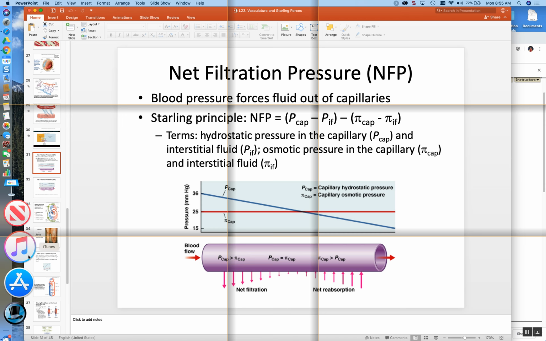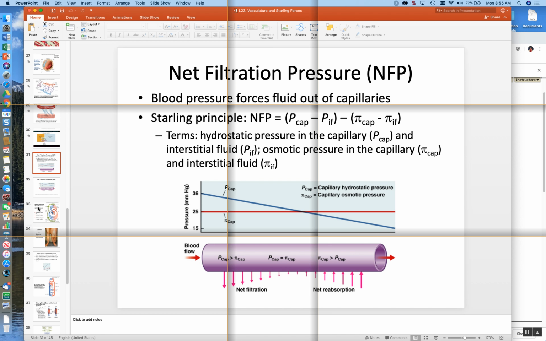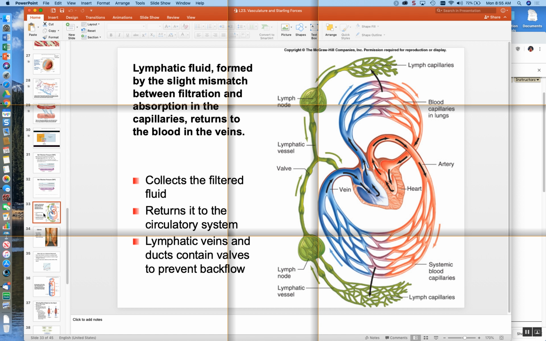All right, so we're almost done here. I've got one more concept. Let me just finish this up though.